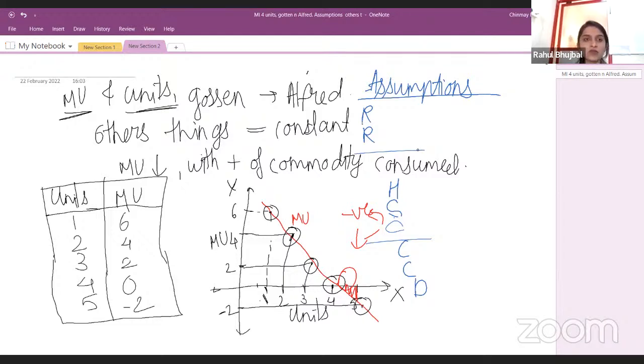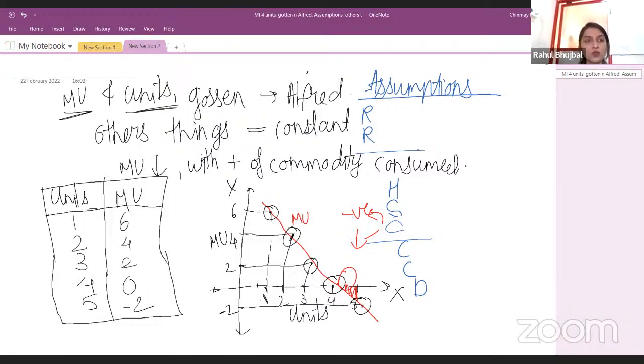Then next C stands for constant, where they are trying to say that all the other factors should remain constant. Which are those other factors? Like price of the product, taste, habit, fashion, all those things should remain constant.